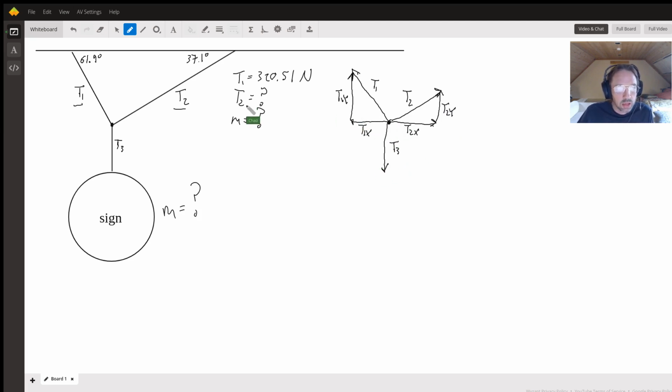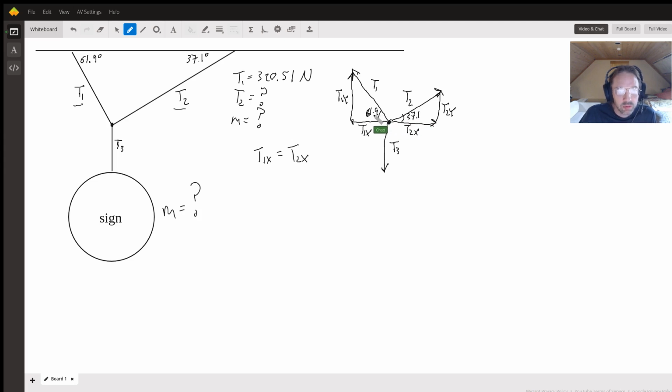Now, because nothing is moving or speeding up or anything like that, we know that the left and the right tension must be equal. So I can say tension 1x equals tension 2x. And we need to figure out tension 1x using a little bit of trigonometry. So if we go in here and draw the angle, this angle here is 61.9, and this angle is 37.1.